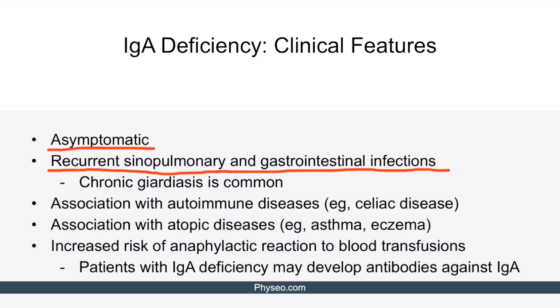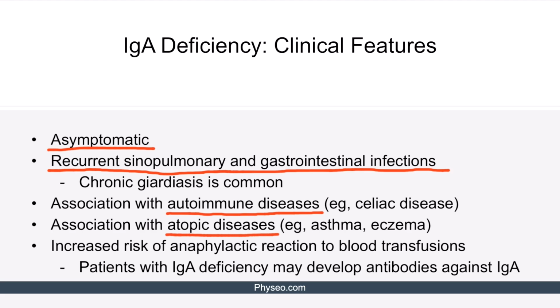This is because IgA is normally responsible for fighting off pathogens at the mucosal surfaces. Without it, pathogens are more likely to persist at the mucosal surfaces and lead to an infection. In addition to recurrent infections, IgA deficiency carries an association with autoimmune diseases, most commonly celiac disease, and an association with atopic diseases such as asthma or eczema.